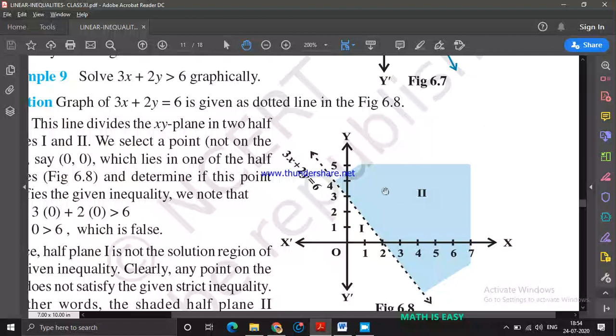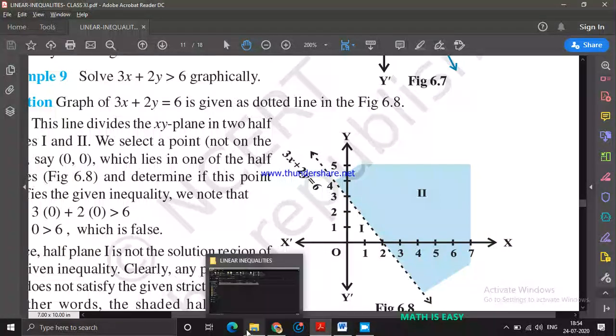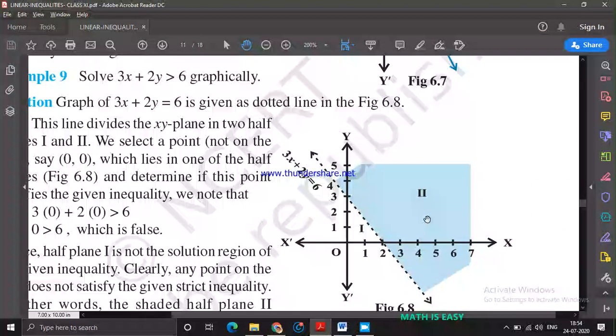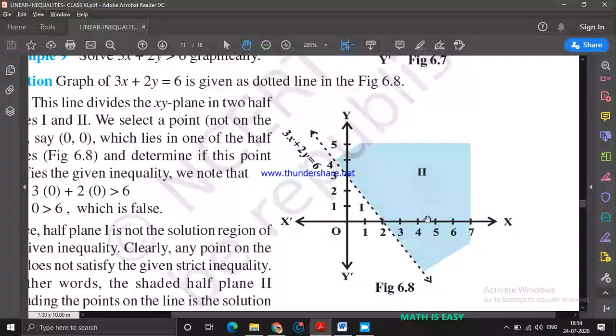So you can take any point in this solution region. Any point on the line or below the line will not satisfy the given equation. So this entire shaded region will be the solution set for the given equation.